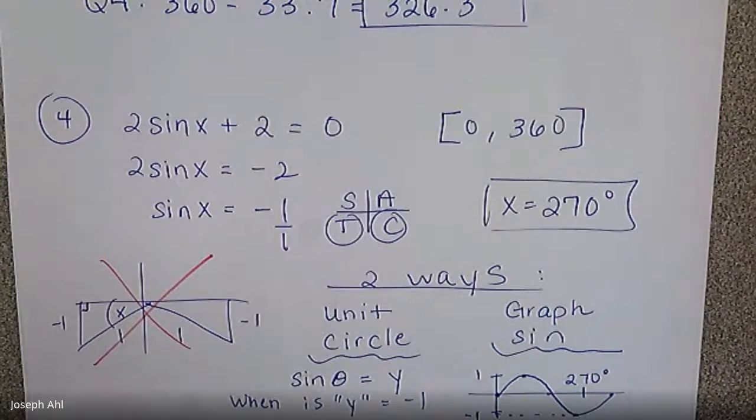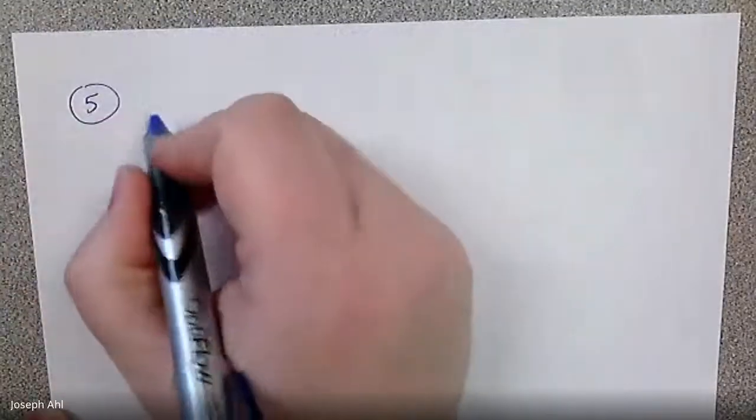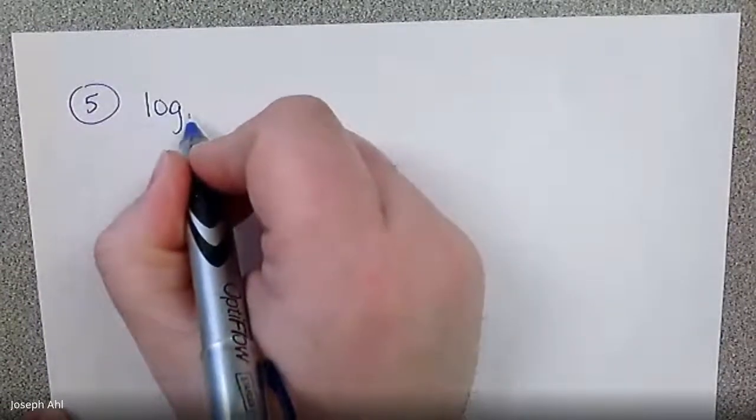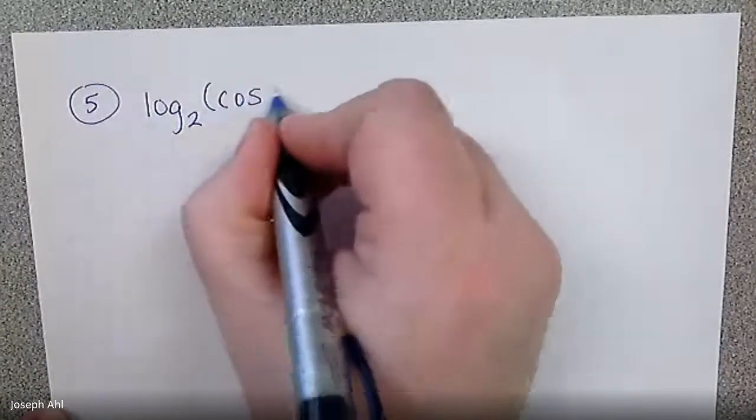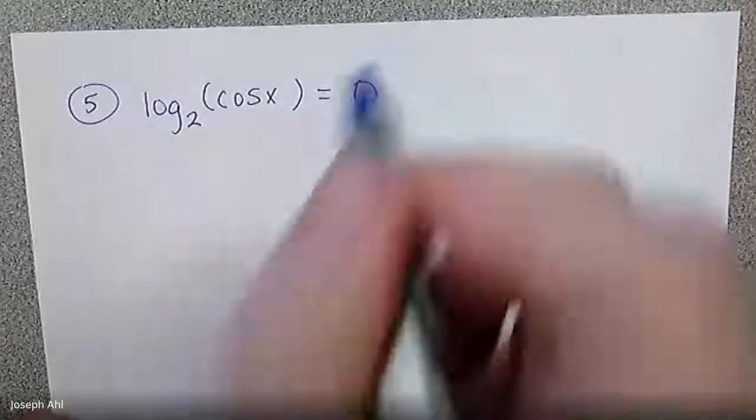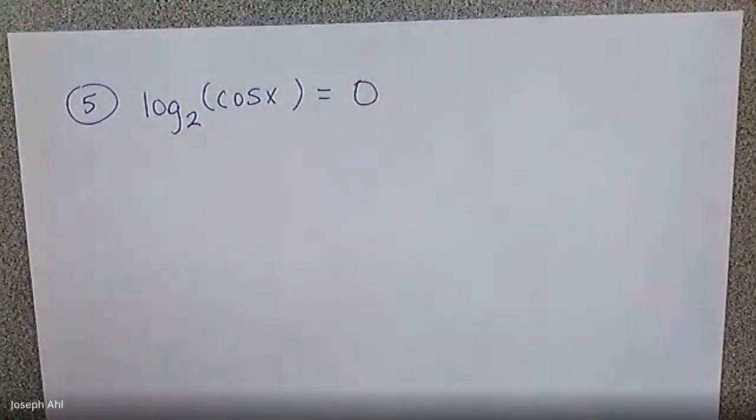Okay. All right, a couple more examples to finish up today. We've got 2 more that are going to look a little funky, but you're going to like it. Ready for this? All right, number 5. Let's solve log base 2 of cosine x equals 0.